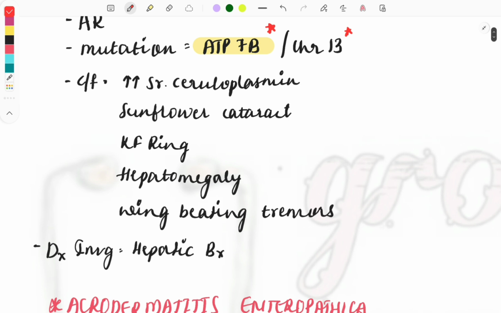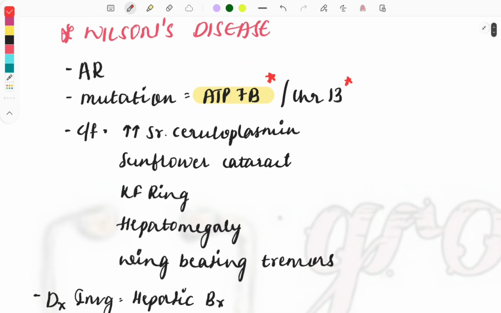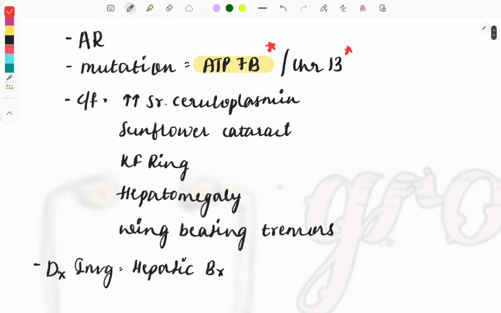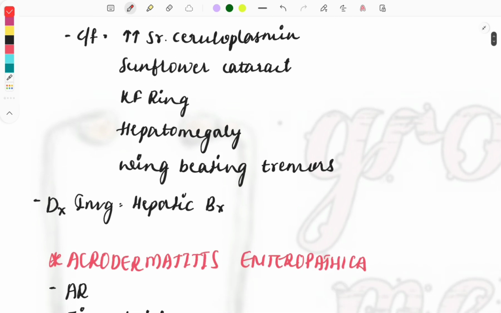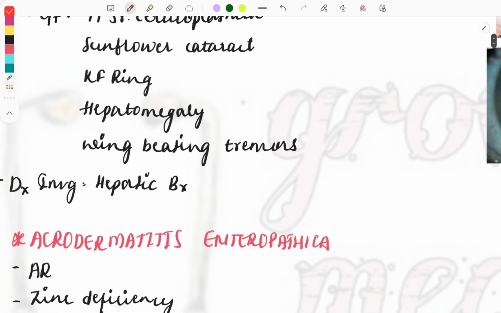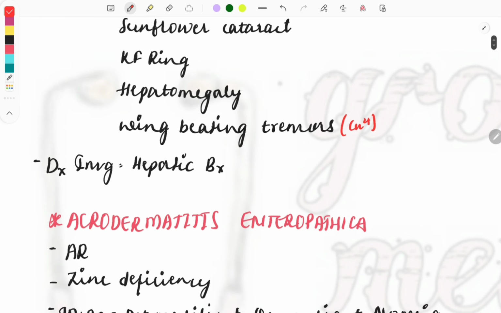Then clinical features, what all findings you can see in a patient with Wilson's disease: decreased serum ceruloplasmin, then sunflower cataract, KF ring, hepatomegaly, and wing beating tremors. Wing beating tremors are due to the copper deposition in the basal ganglia, causing these tremors.